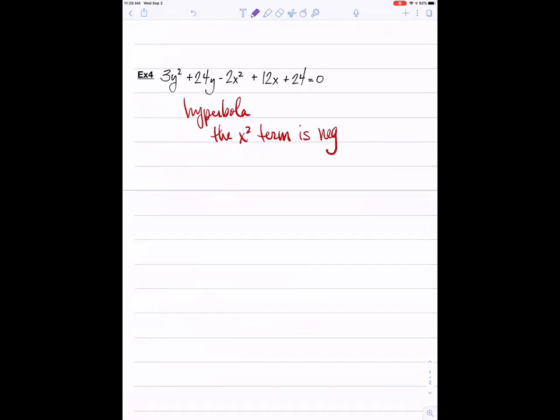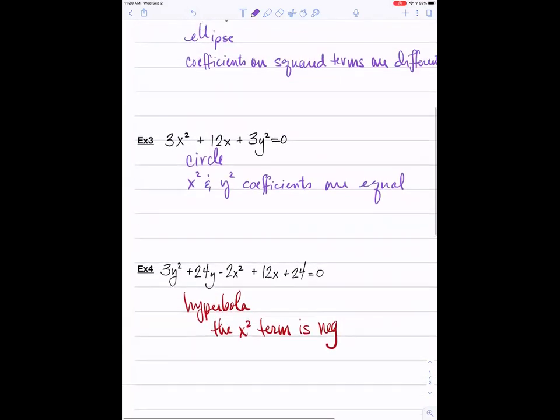Okay, why isn't this one an ellipse? Coefficients are different. Oh, one of my squared terms is negative, right? That's what made it a hyperbola. Well, then what makes it an ellipse? What's the extra piece of information that makes an ellipse? Yeah, my squared terms are positive.